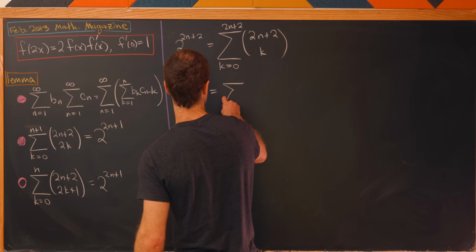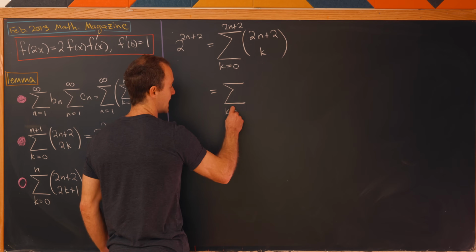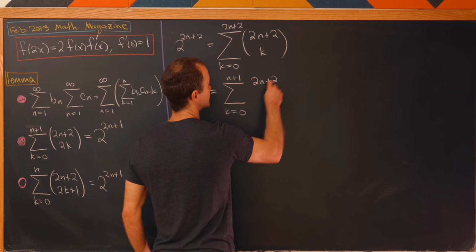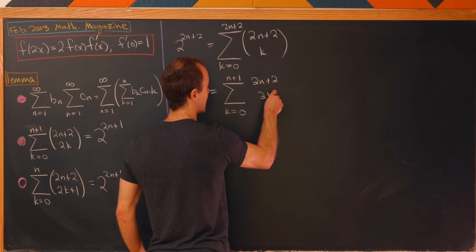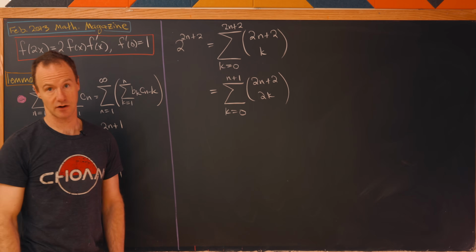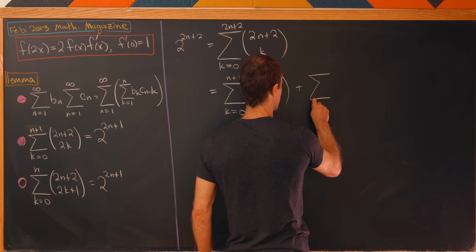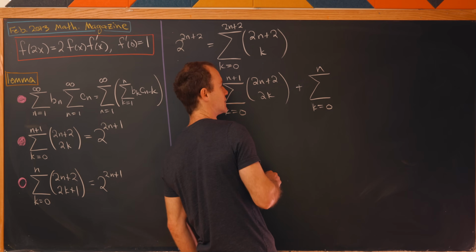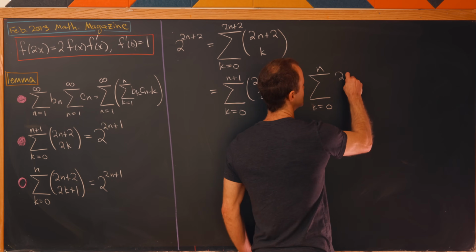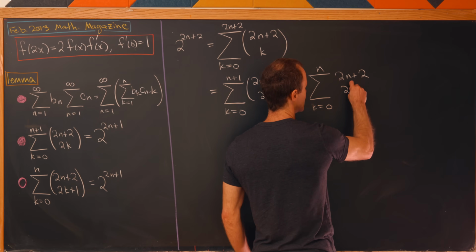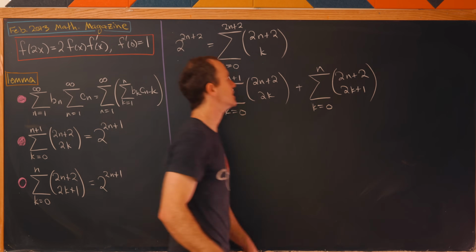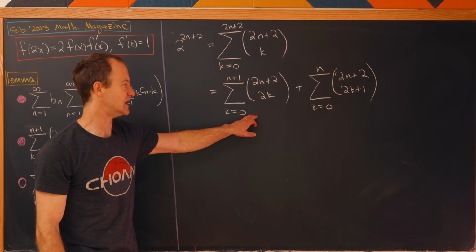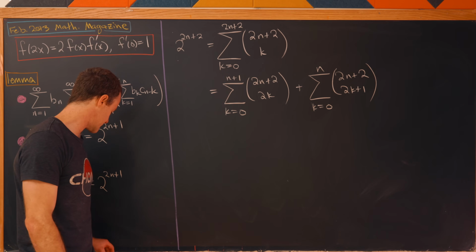Splitting it into even parts will give us the sum from k equals 0 to n plus 1 of 2n plus 2 choose 2k. So those are the even index terms, and then the odd index terms will be exactly our goal sum in this case. So the sum is k goes from 0 to n of 2n plus 2 choose 2k plus 1. Just to reiterate, these are the even ones, and those are the odd ones.